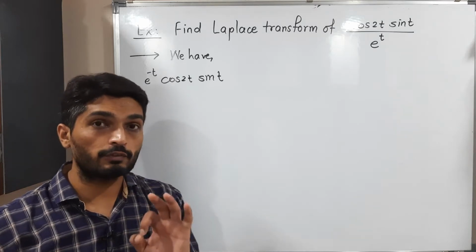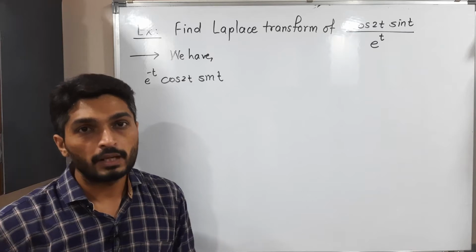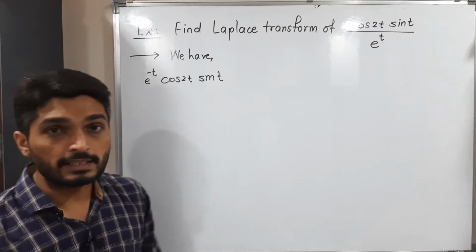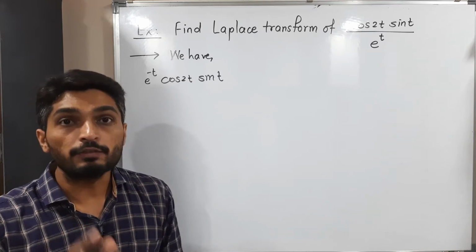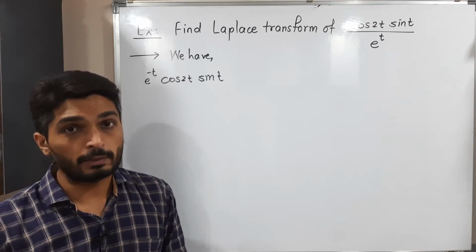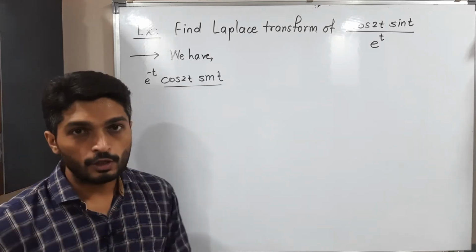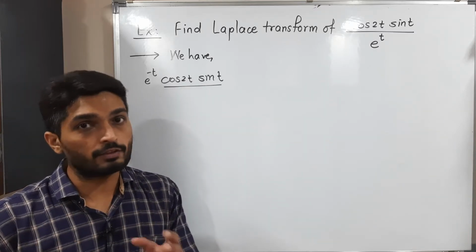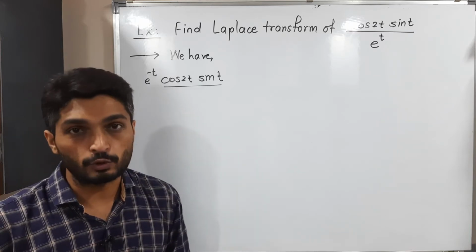Actually, there is a product of three different functions, but no need to worry, we can solve it easily. e raised to minus t is there. That means, as I told you earlier, when we have an exponential function, we have to use the first shifting theorem. So mainly we have to focus on the product of these two functions. Let us find its Laplace first. After that, we will use the first shifting theorem. So we can consider e raised to minus t also.